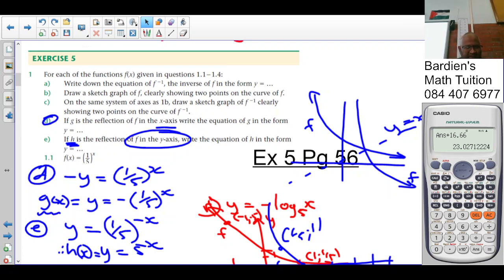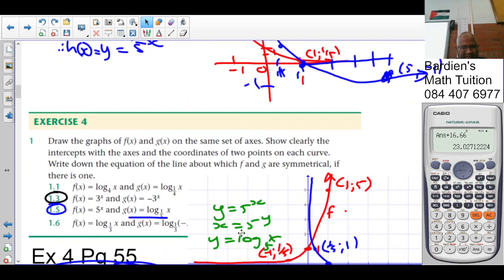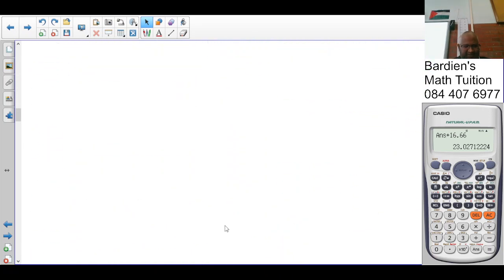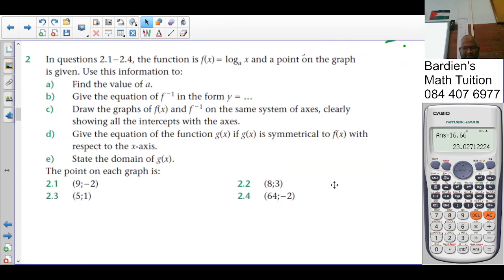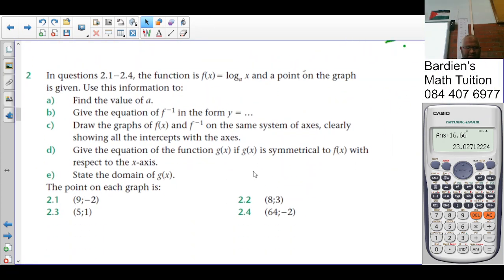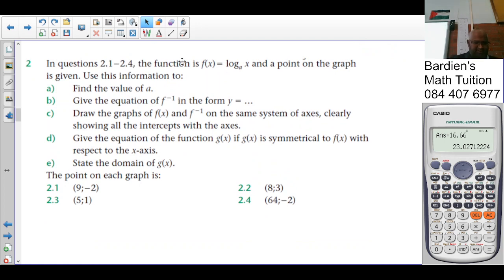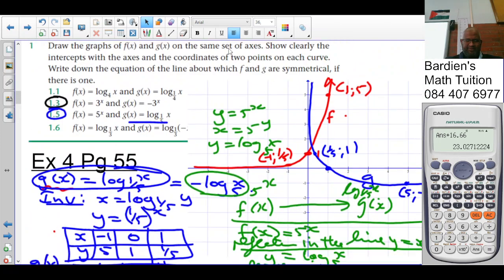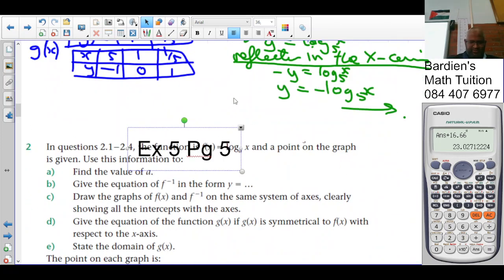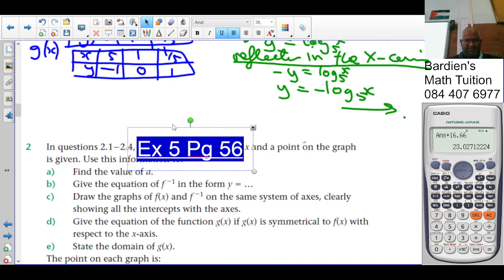I think this is the last I open. Not the last yet. The exercises feel so long, these chapters. Exercise 5, and it's on page 56. Alzheimer's is setting in.